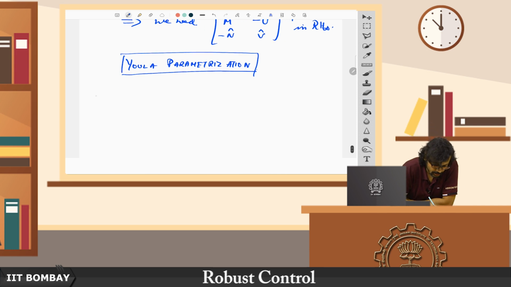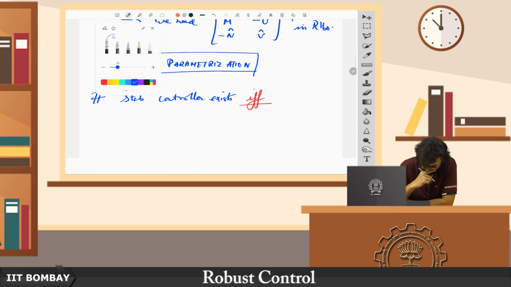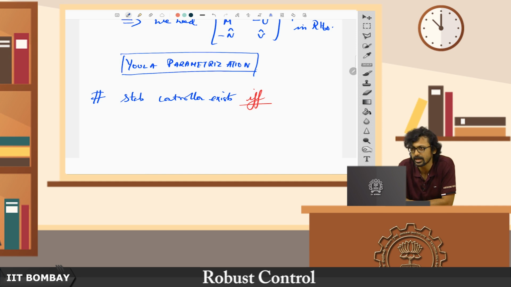So, the condition is that the stabilizing controller exists, and this is very important. Let me write it in red. It says if and only if. So, it is both ways, as I said, right. Not only is it that anything that you get out of Youla parameterization is stable, but also anything that is a stabilizing controller must also have this Youla parameterization form. So, it is if and only if there exists.